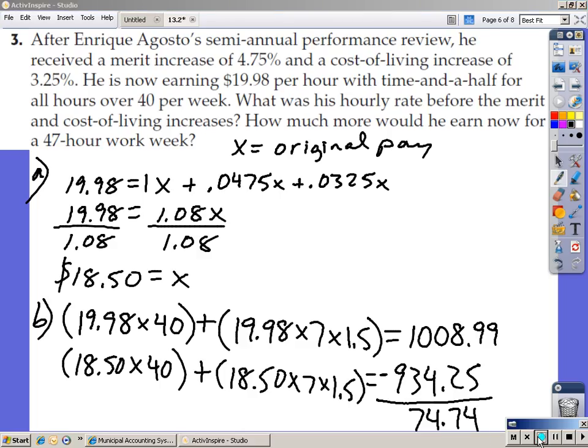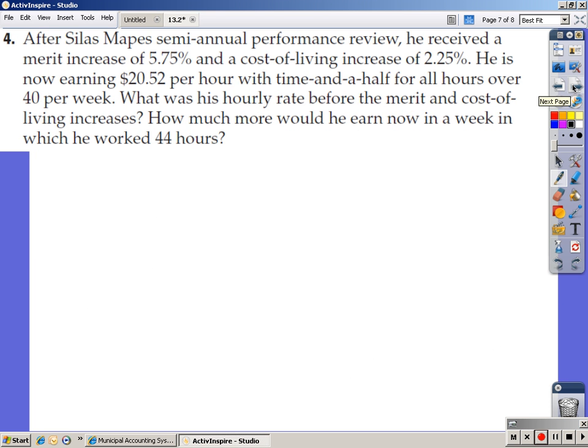Okay, let's try problem number 4 and press pause and play when you've got it worked. Okay, let's take a look at this last one. After Silas Mapes' semi-annual performance review, he received a merit increase of 5.75% and a cost of living increase of 2.25%. He is now earning $20.52 per hour with time and a half for all hours over 40 per week. What was his hourly rate before the merit and cost of living increases? And how much more would he earn now in a week in which he worked 44 hours?